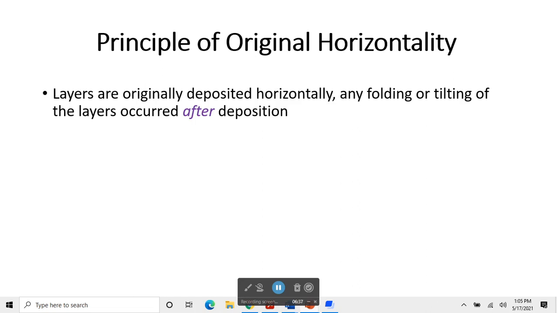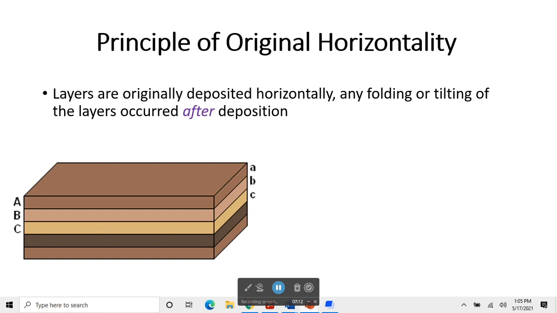The principle of original horizontality is also relatively easy to understand. If layers are originally deposited horizontally, as we saw in the previous slide, any folding or tilting or deformation of those layers had to have occurred after the deposition of those layers. So in other words, you need to have those layers there in order for them to be deformed. So we can infer that deposition occurred first, and then any deformation must have happened after. So that's a younger event.